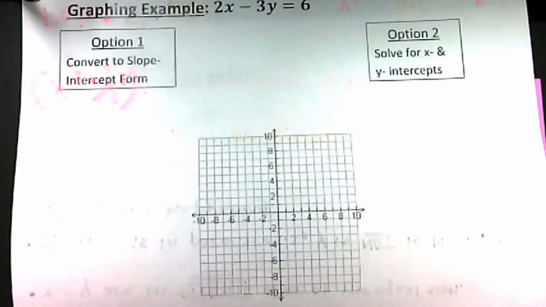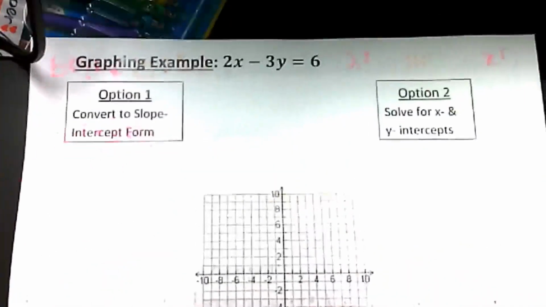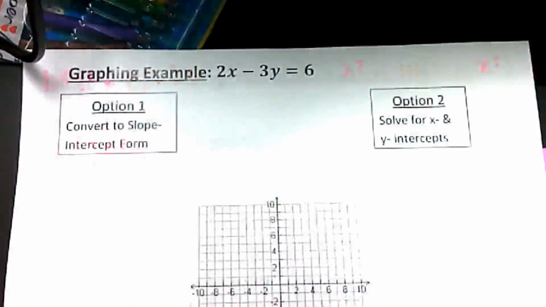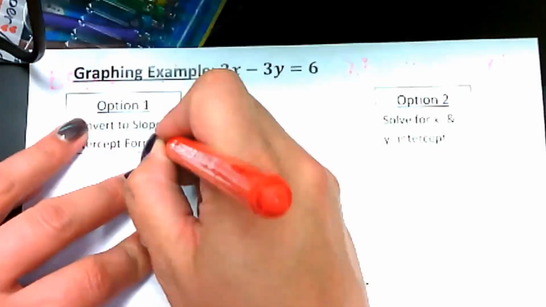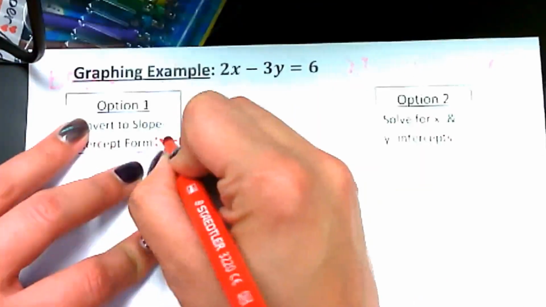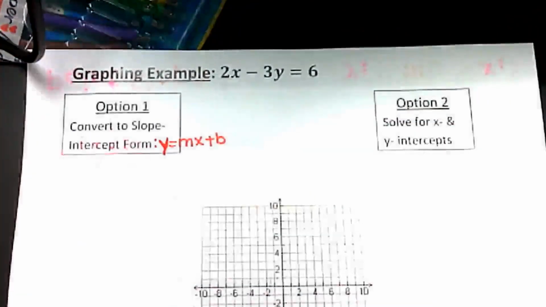Option 1, we're going to convert to slope-intercept form. This is something that a lot of you guys have trouble with. So I'm going to use the following example. Oh, it's right up here. All right. So here we have 2x minus 3y equals 6. If I want to get to slope-intercept form, my goal is to get y equals mx plus b. That means y is alone.